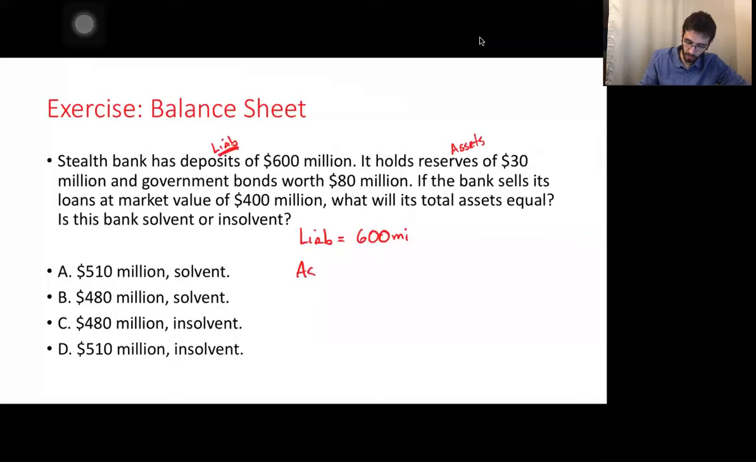So if we start building our assets here, and I'm assuming you already read the problem, you know that it's asking what the total assets of that bank are equal to, and also asking whether that bank is in good shape or not. So we already started building the liabilities, and let's start building assets, and we know that reserves are going to be counted as assets based on what we talked about so far. So I'll go ahead and add that in terms of our assets.